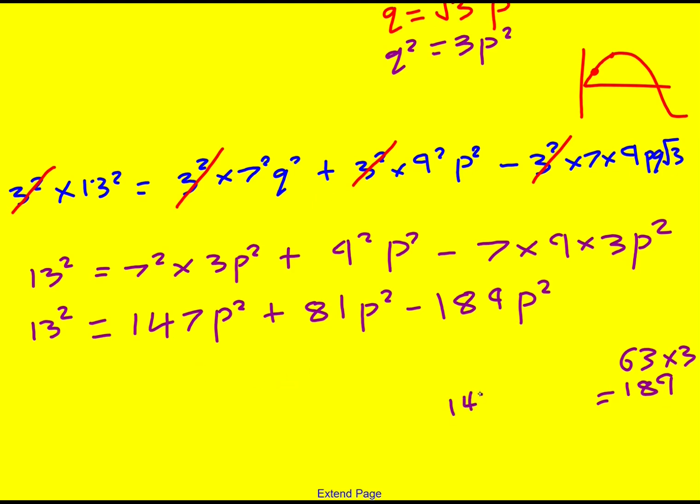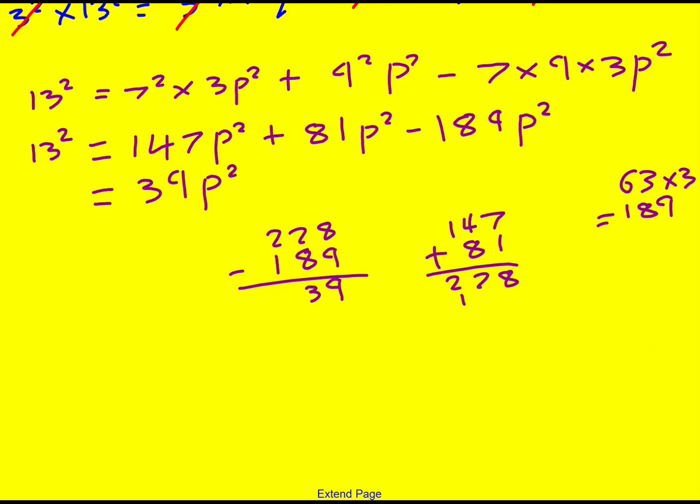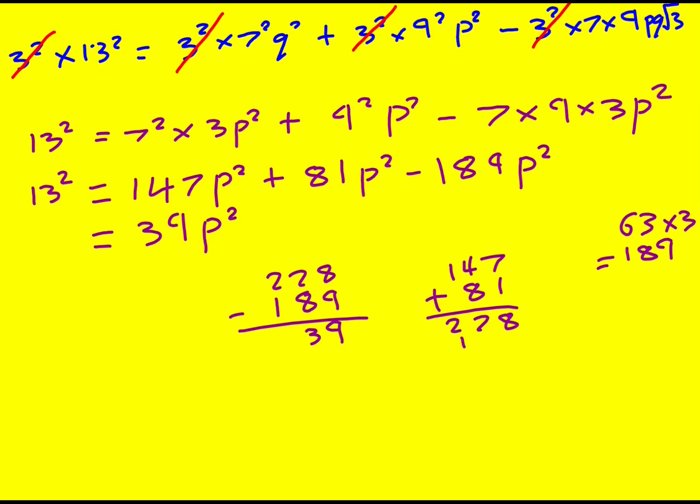Okay, 147 plus 81 gives 228. Then 228 minus 189. Probably best to just add on, actually. Add on 11 to get to 200. Add on 28. It's going to be 39. So 13 squared is equal to 39p squared. And it actually did help out to leave it as 13 squared because 13 goes into 39. I can just divide through by 13. 13 is equal to 3p squared, which means p squared is equal to 13 over 3, and hence p.